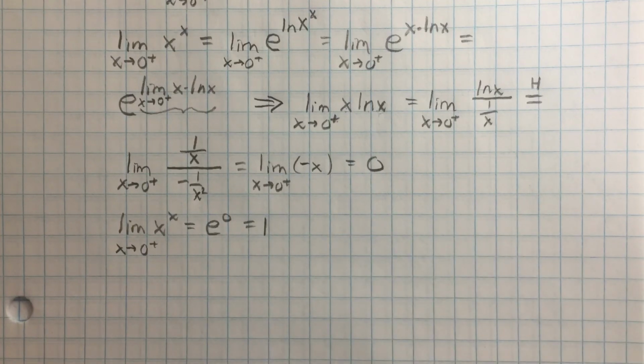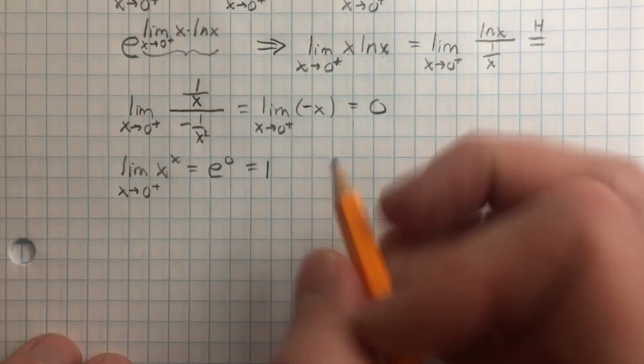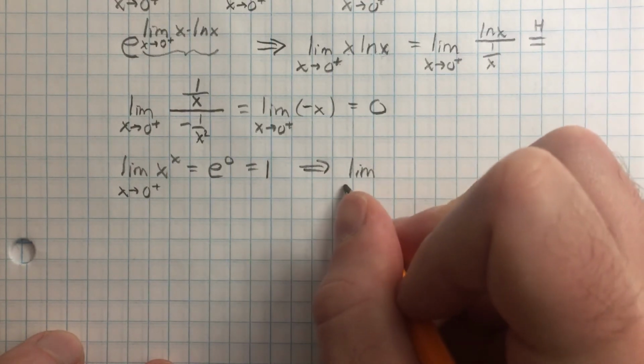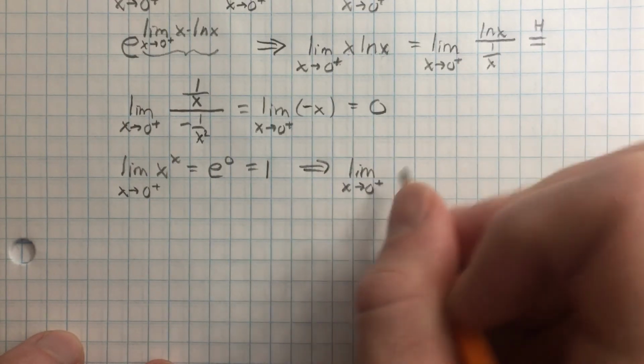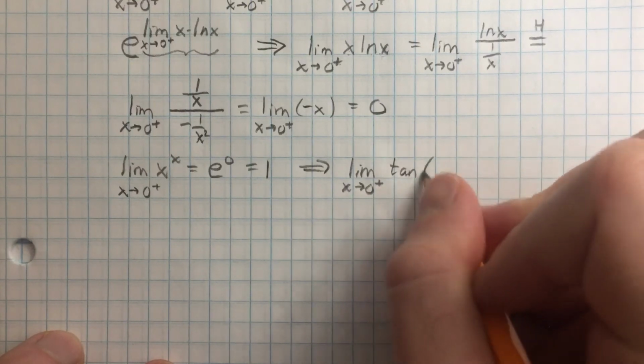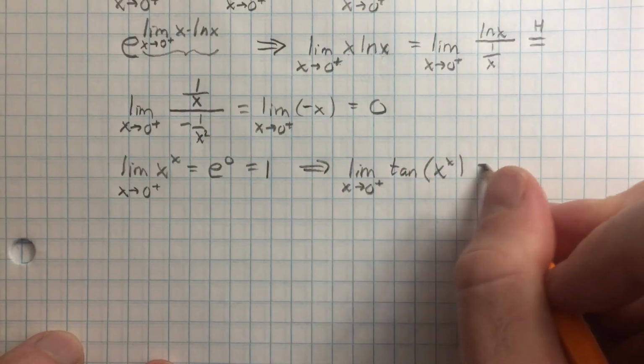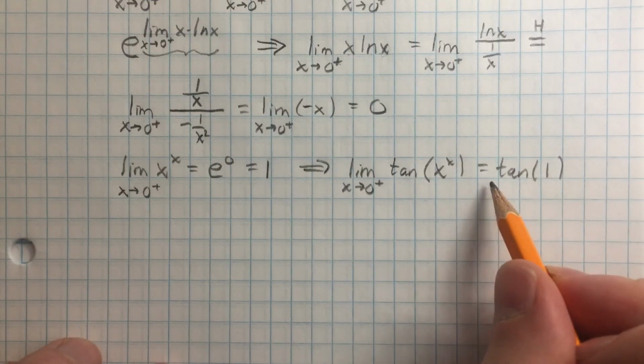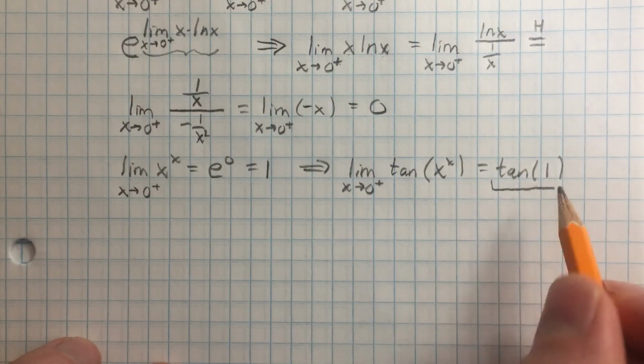So now, finally, we get that the limit as x approaches 0 from the right of tan of x to the x is tan of 1. And that's how you would leave it. You're not going to be able to evaluate tan of 1 directly.